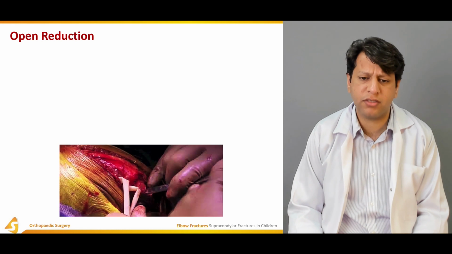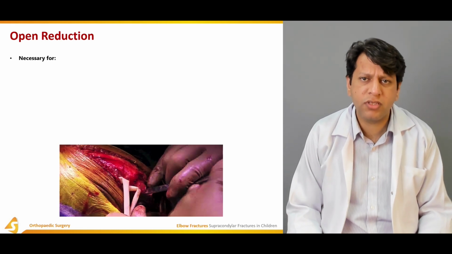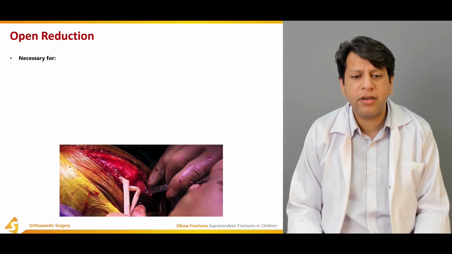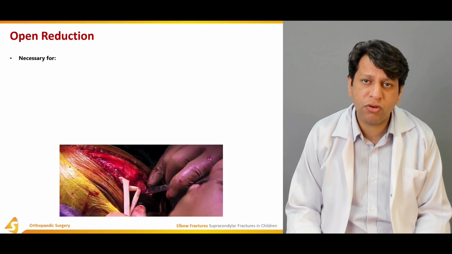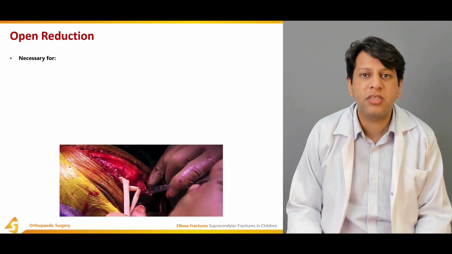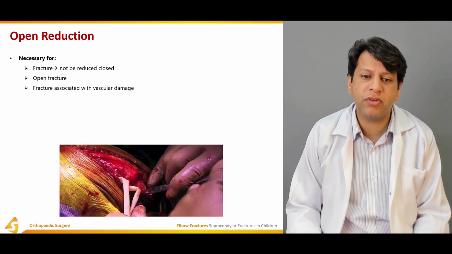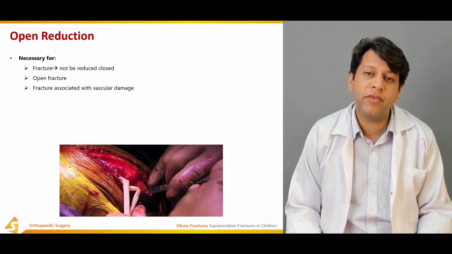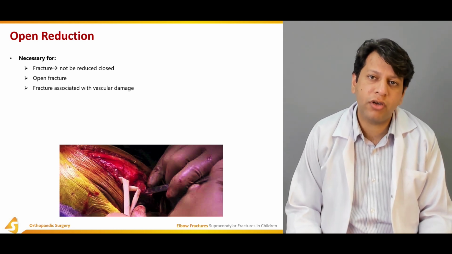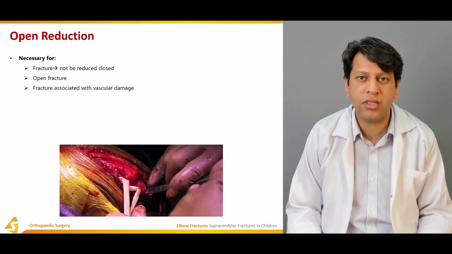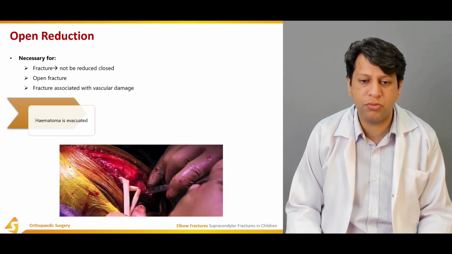Now coming to open reduction. Although rarely done nowadays with the fluoroscope readily available in most centers, if we are not able to reduce it closed, or if the fracture still remains displaced, then probably we have to go for open reduction internal fixation. Also if it's an open fracture, or if it's associated with a vascular injury. If the brachial artery is already injured, then we have to go for open reduction internal fixation via an anterior approach to first repair the artery as well as fix the bones.